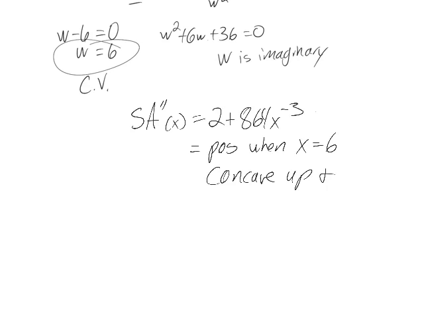And I'm sorry, not x. Sorry, I jumped variables. You'll have to forgive me. When I worked this the first time, I used x instead of W, so I'm messing up here. So sorry about that. Okay. Concave up, and you'll have a minimum at W is equal to 6.